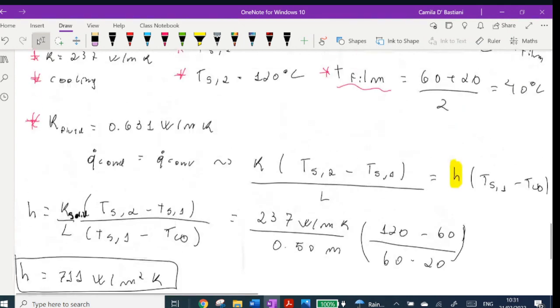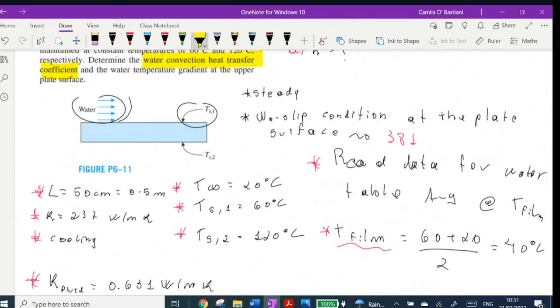The second part is asking us to find the water temperature gradient at the upper plate surface. So I want to know how my temperature is changing with y. I'm going to assume that is my y, and that's my x. So how does temperature change with y? That's what is meant by temperature gradient at the upper plate surface. And I want it at the surface of the upper plate, so it means that y is equal to 0.